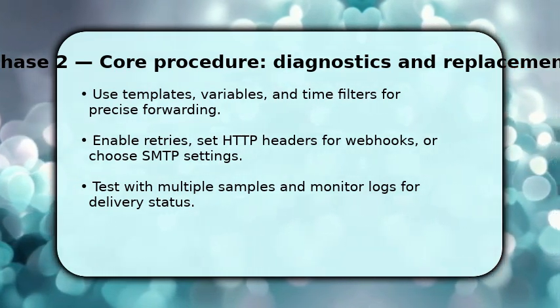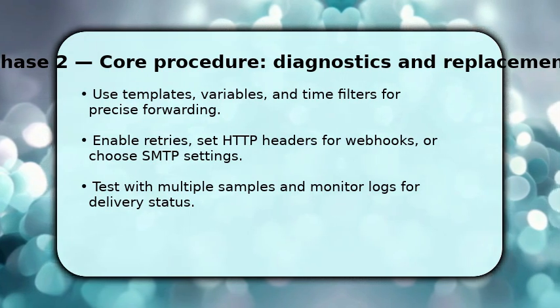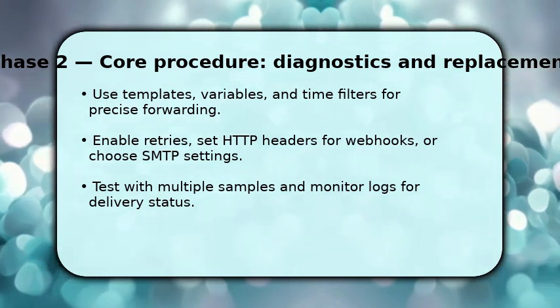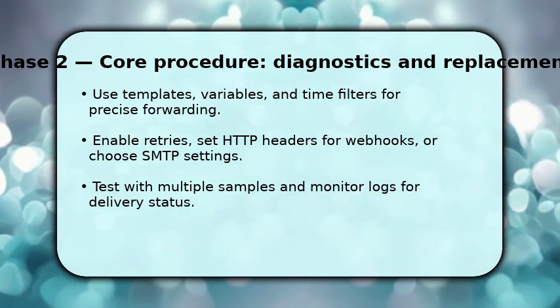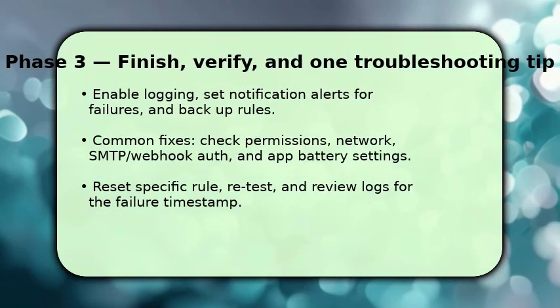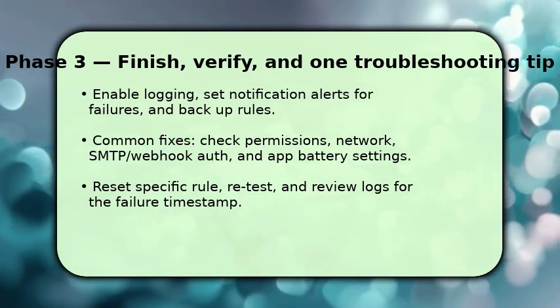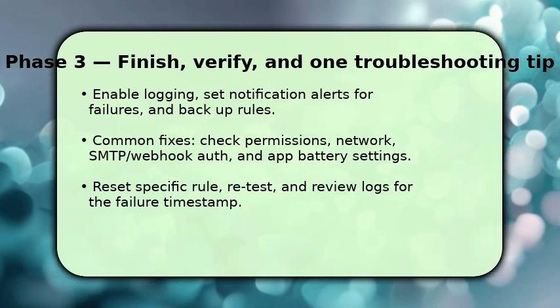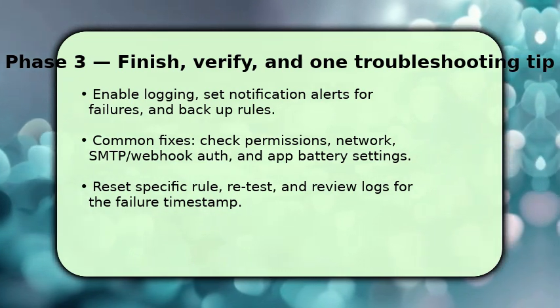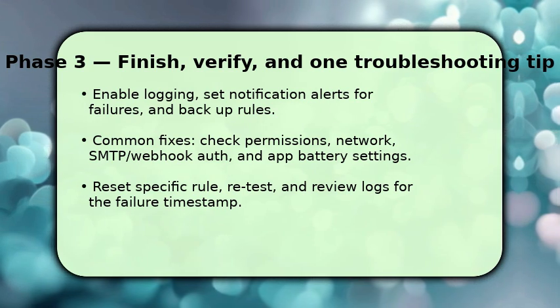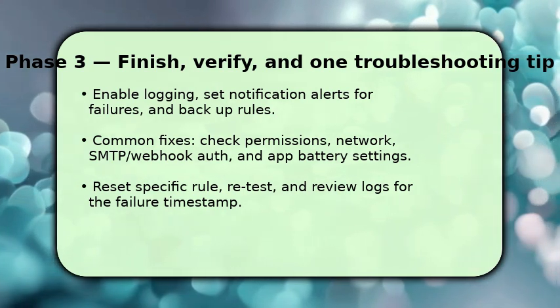Once configured, run several test messages and watch the delivery log for errors or dropped messages to verify reliability. Finish by enabling persistent logs and optional failure alerts so you notice when forwarding stalls. Make sure battery optimization is off for the app and confirm network access and correct SMTP or webhook credentials.